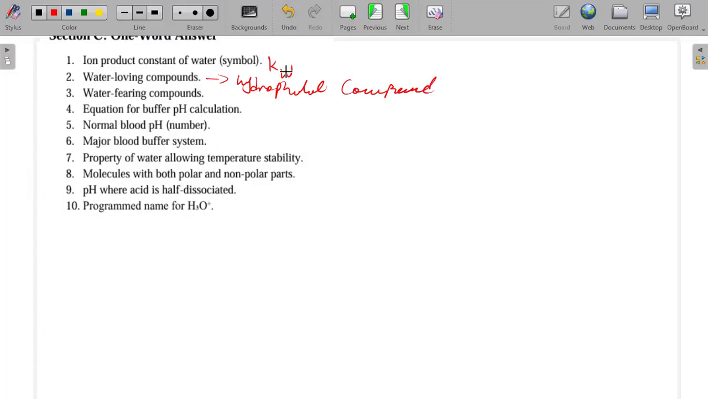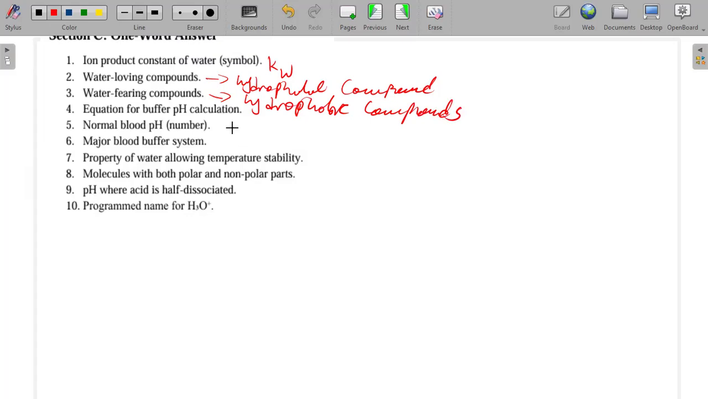Okay, then we also have water-fearing compounds. So for water-fearing compounds, they're going to be called hydrophobic compounds. Okay, these are hydrophobic compounds, right?